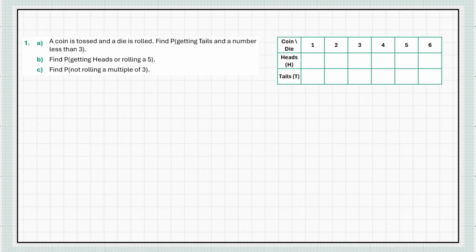Alright, welcome back. So now we're going to be looking at the exact same two independent events and the probability involved with combined or compound events. So a little bit more tricky, still the same idea, just requires a little bit more thinking. So a coin is tossed and a die is rolled, and we're finding the probability of getting tails and a number less than 3. And the first thing you want to do is fill out our sample space.